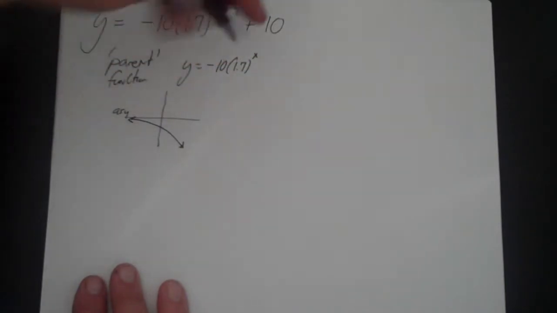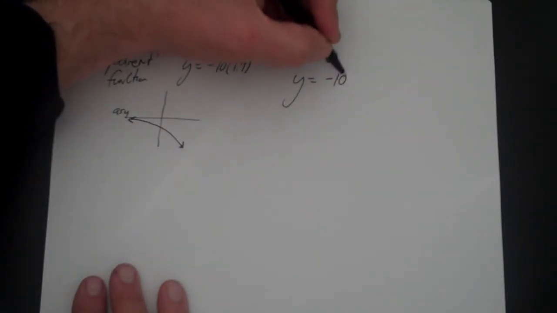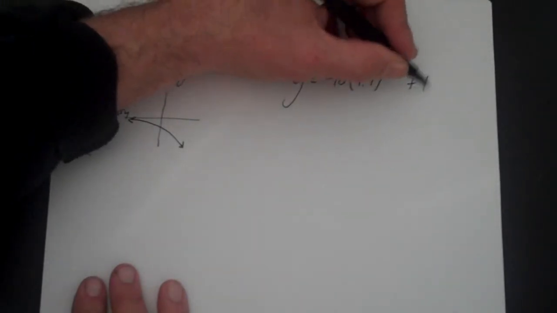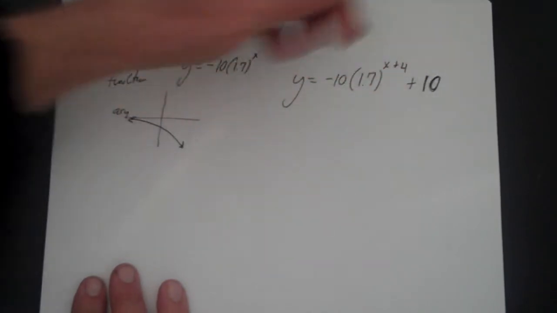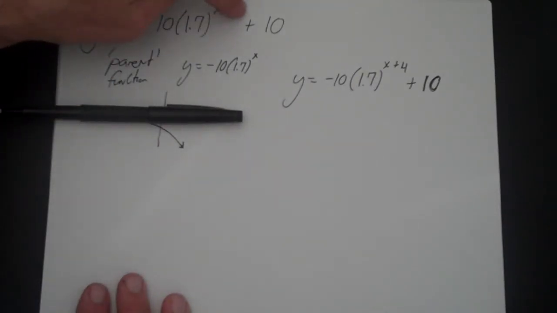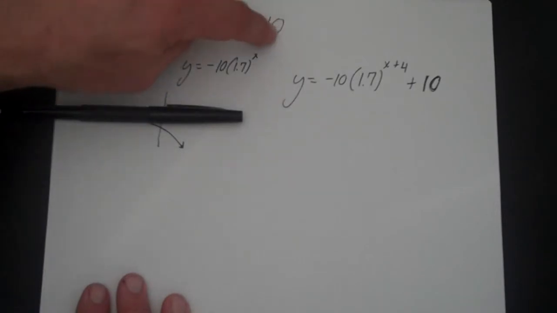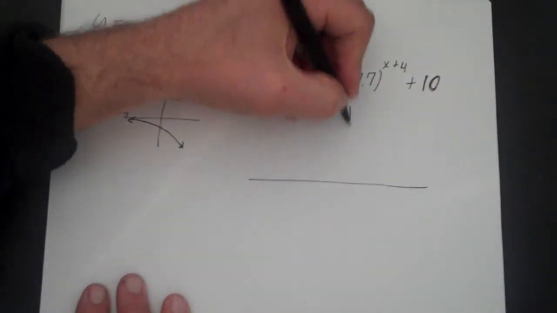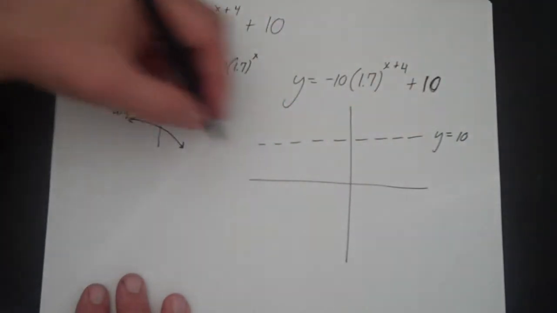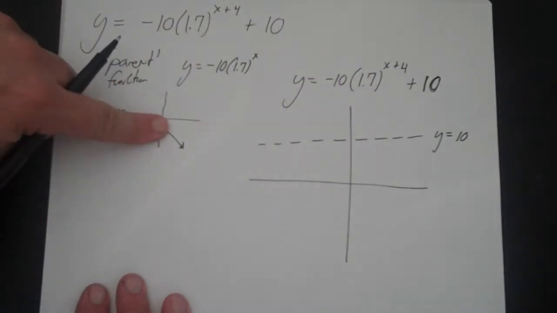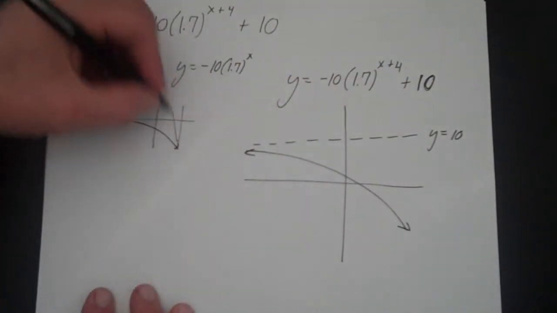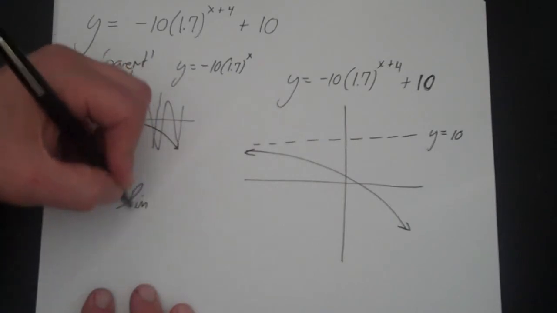Now, instead of the parent function, let's look at the actual function, y equals minus 10 times 1.7 to the x plus 4, plus 10. What we're really concerned about is not the graph, but the asymptote and the general shape. The asymptote starts off at y equals 0. The 4 doesn't affect the asymptote at all. The 10 does, so the new asymptote is y equals 10. The graph shifts to the left 4 and up 10. It's going to look something like that, and now we can figure out what the end behavior is.